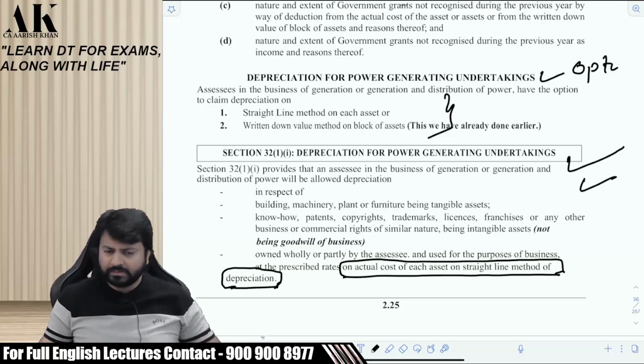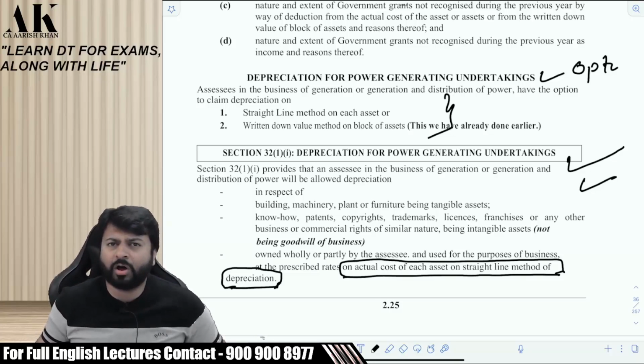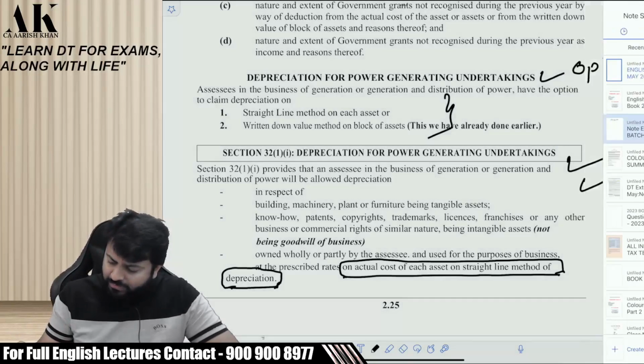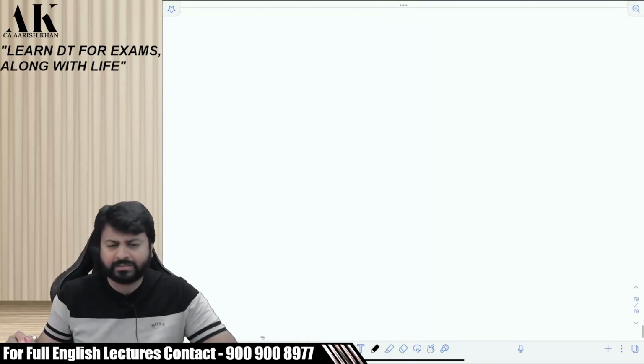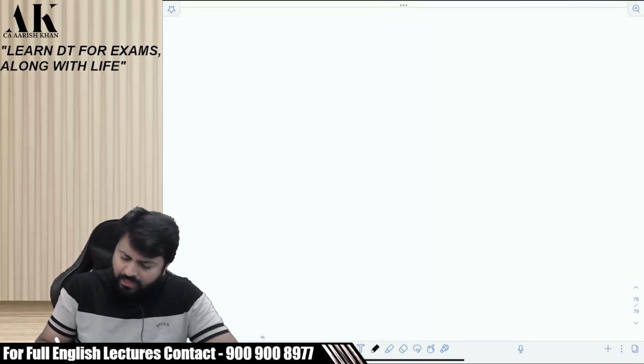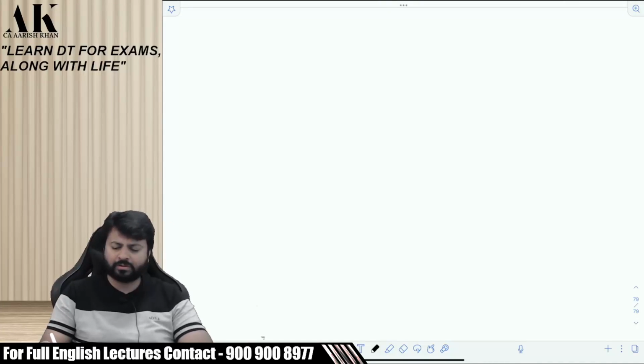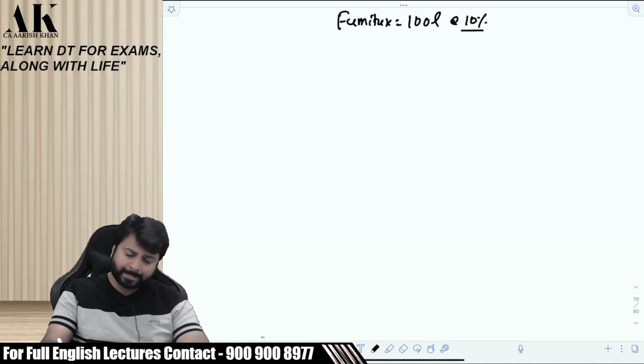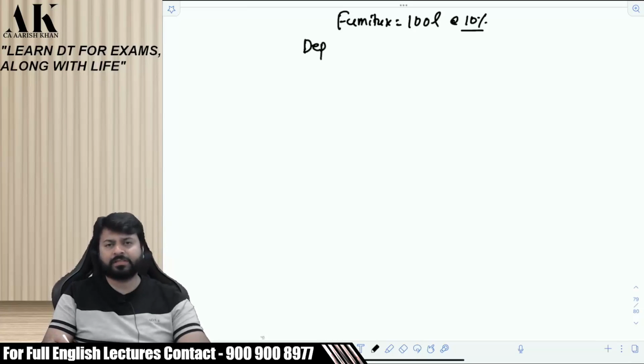Now here you are going to get depreciation on what method? Block or individual asset? Individual asset. Now how will the depreciation be available? Listen carefully. I am putting one example on the board. Pay attention please, all of you. Suppose I purchase a furniture of say 100 lakhs, the rate of depreciation is 10%. So how much depreciation will I get? I will get 10 lakh depreciation every year.